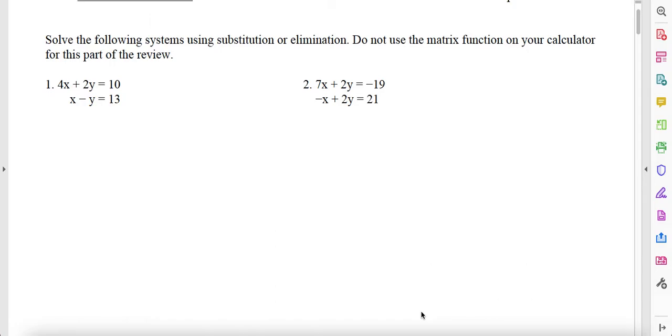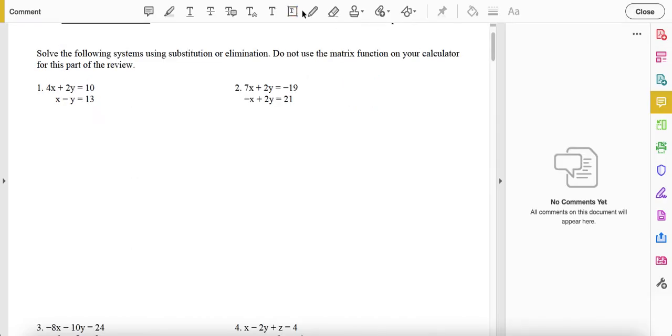Chapter 7 review. This is Mr. Saari. All right. For numbers 1 through 4, we need to solve the following systems using substitution or elimination. And we're not using the matrix function on your calculator for this part of the review. Okay.